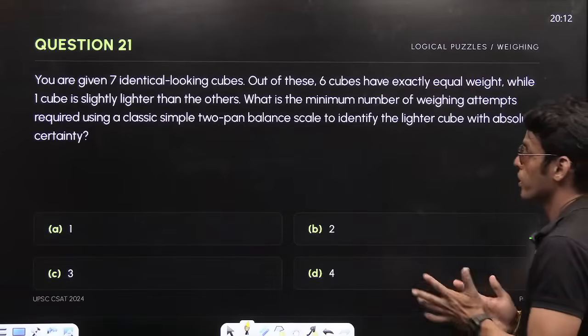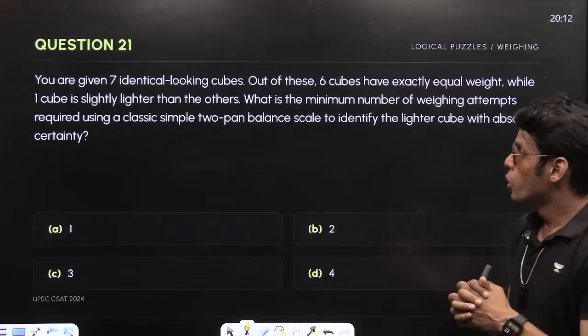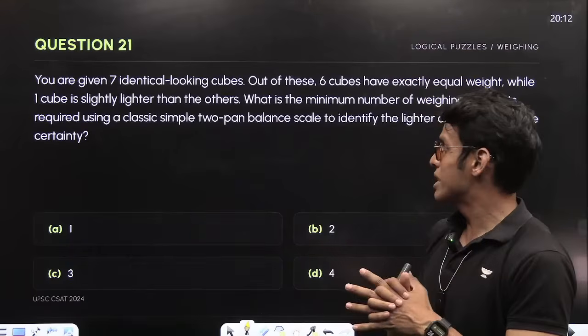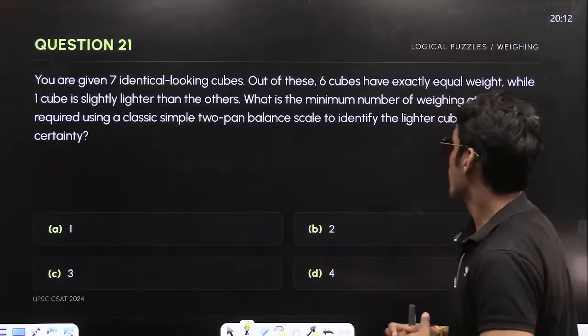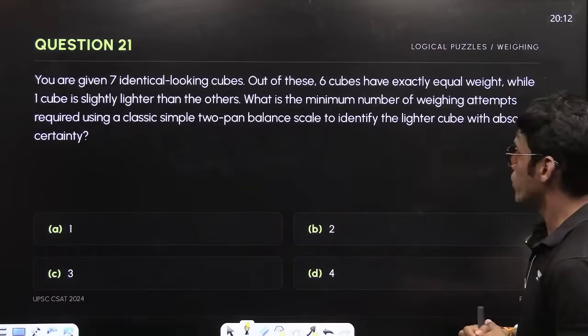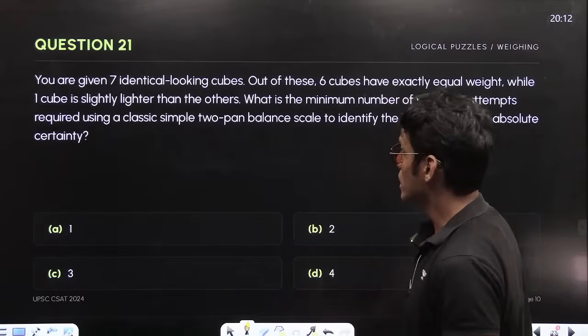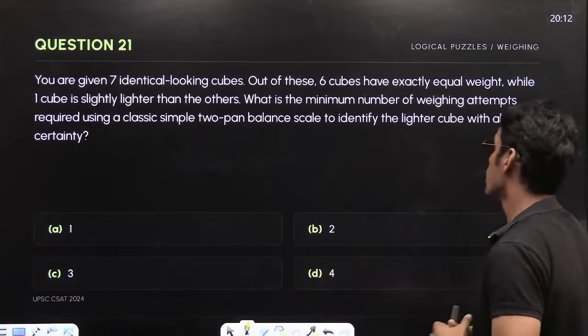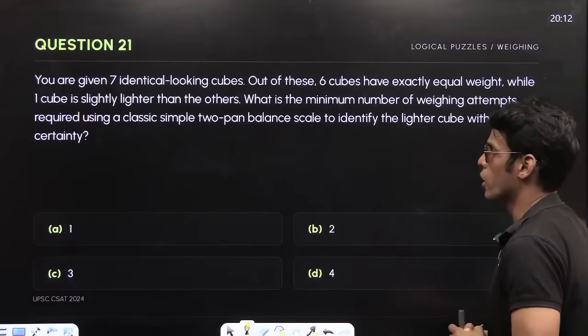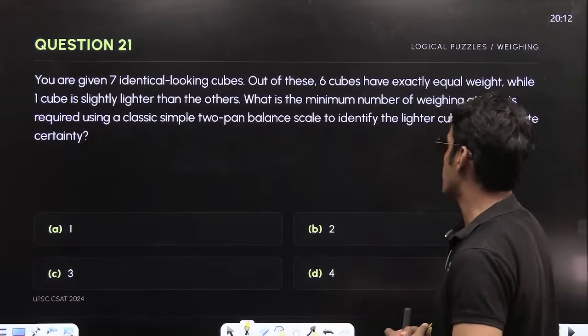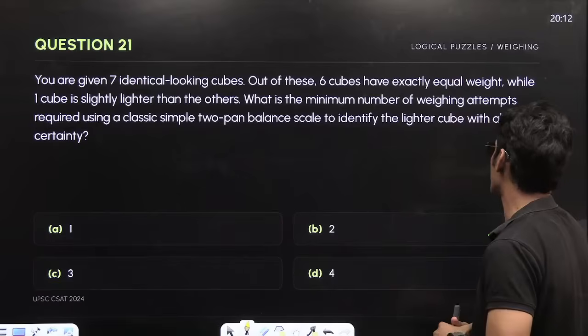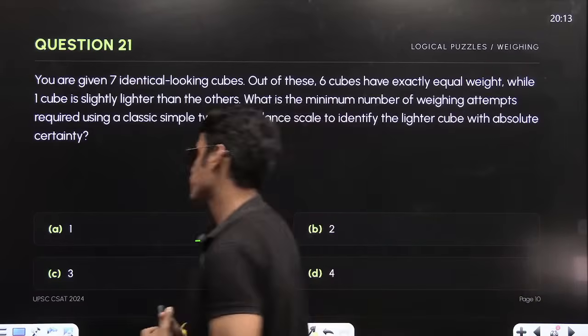Okay. Now problem number 21. You are given 7 identical looking cubes. Out of these 6 cubes have exactly equal weight, while one cube is slightly lighter than the others. What is the minimum number of weighing attempts required using a classic simple 2-pan balance scale to identify the lighter cube with absolute certainty? Right?